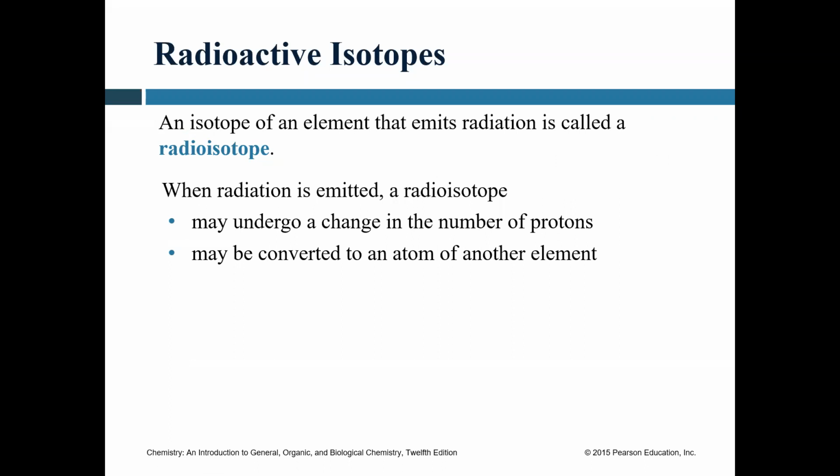When radiation is emitted, it may undergo a change in the number of protons. And because we're changing protons, it can actually convert into a different element. So remember back in chemical reactions, we always said the stuff you start with equals the stuff you end with, right? If you've got 3 aluminums, you better have 3 aluminums at the end. That is not the case when we're dealing with nuclear chemistry. With nuclear chemistry, we can start with aluminum and actually change into a lighter element. So be okay with being able to convert into new elements here.